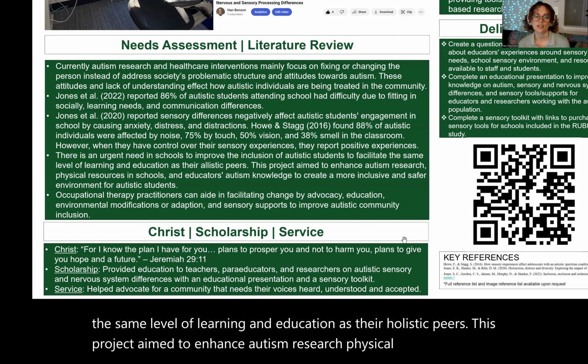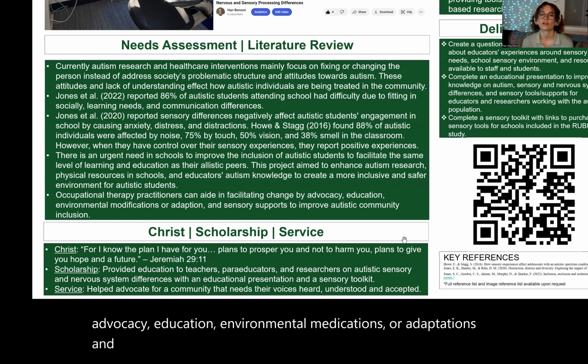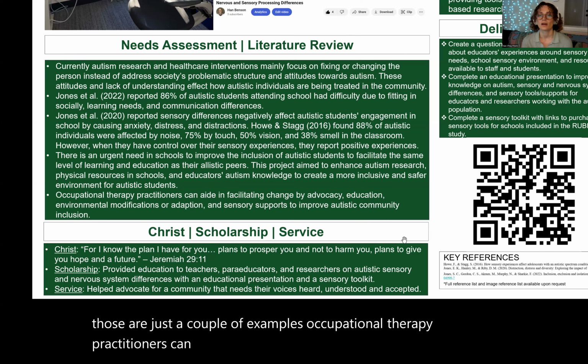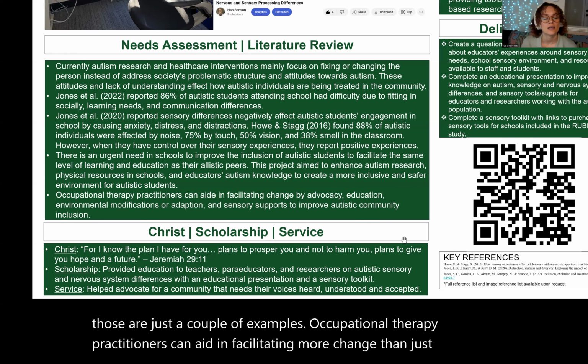Occupational therapy practitioners can aid in facilitating change by advocacy, education, environmental modifications or adaptations, and sensory supports to improve autistic community inclusion. And those are just a couple of examples. Occupational therapy practitioners can aid in facilitating more change than just through those mechanisms.